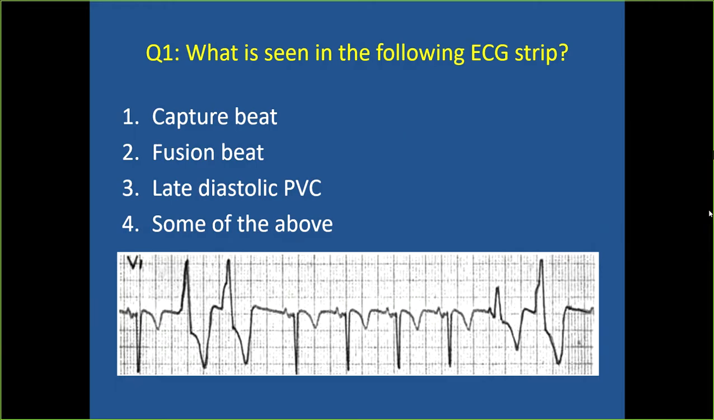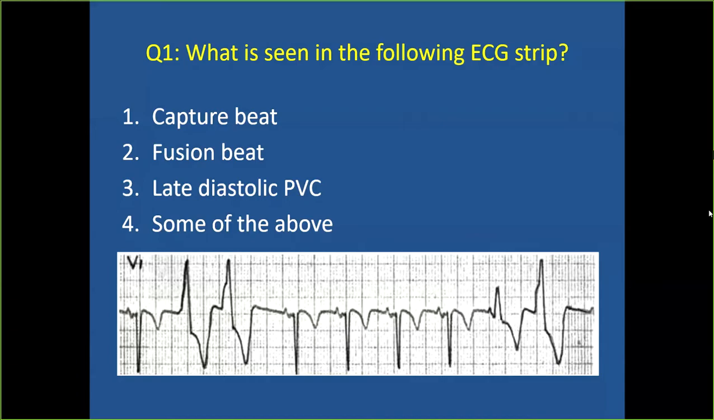Whether it's a capture beat, a fusion beat, late diastolic PVC, or none, or some of the above, not none. Somebody has edited, some smart kid. Okay, I'll stop the poll. Do we have the result? Yes, sir. Majority are with fusion beat, 33 and 29. Close is late diastolic PVC.